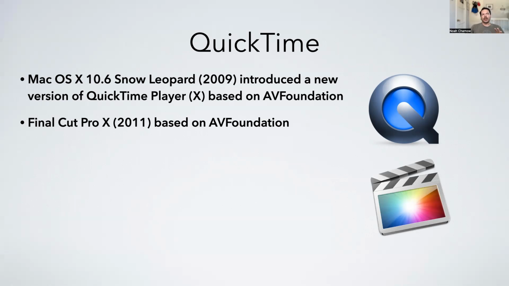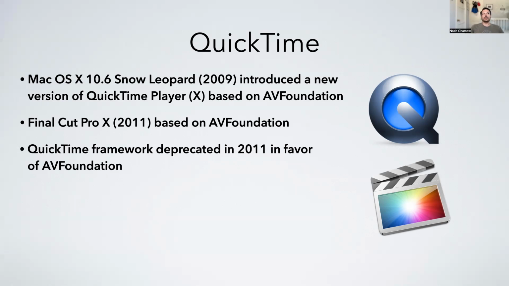And Apple actually moved on from QuickTime pretty quickly and deprecated it in 2011 in favor of AV Foundation. So if you're not familiar with software, the concept of deprecation basically means that something is still there. So the QuickTime framework was still going to be there in future versions of macOS, but Apple would not be adding to it. They would not continue working on it.